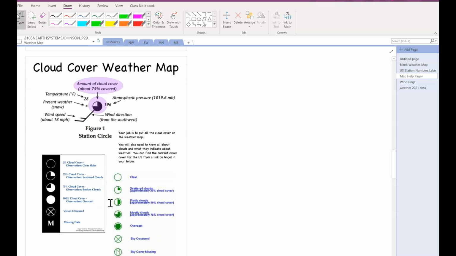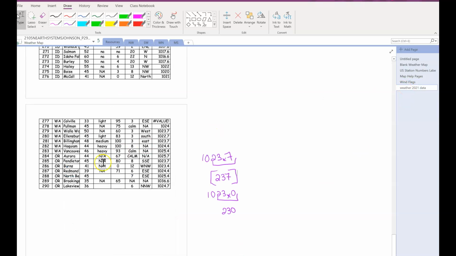The next thing we're going to look at is cloud cover. You're going to color in the part of your station circle that the cloud cover is. Looking at this circle, this would be 75% cloud cover. So you fill it in like a pie chart, and it goes from left to right. Let's go back to our data page. For Pendleton, here's temperature, no precipitation, and we have 80% cloud cover.